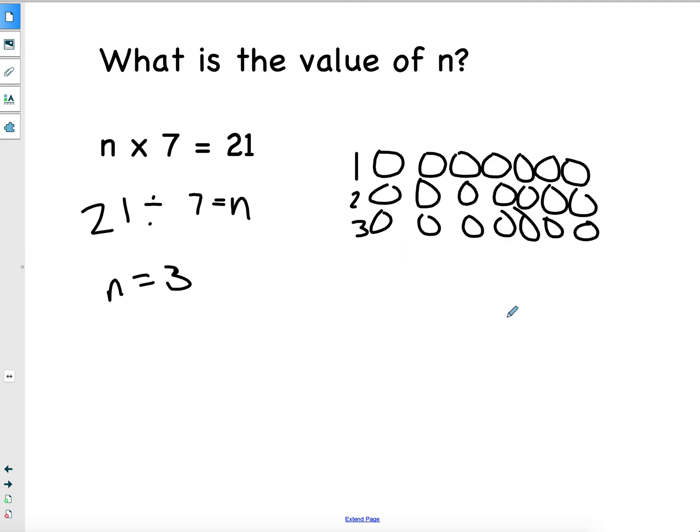So we used numerous strategies. We did a tape diagram, an array, equal groups, inverse operation. Remember, you can use whichever strategy makes the most sense for you.